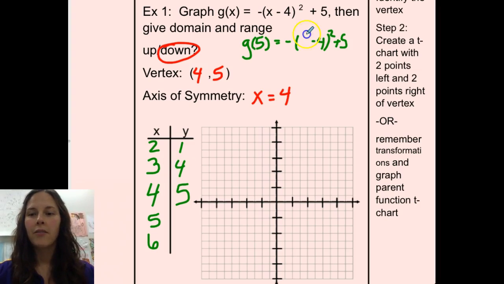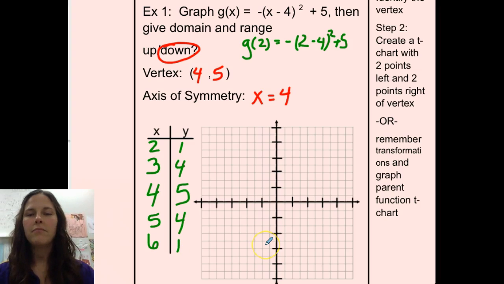If I sub 5 in, 5 minus 4 is 1, squared is 1, times -1 is -1, plus 5 is 4. And finally, if I sub 6 in, I would get 6 minus 4 is 2, squared is 4, times the negative is -4, plus 5 is 1. Notice when you look at the t-chart that the values on either side of the vertex are the same. This is what creates the symmetry in the parabola. So if your t-chart doesn't look symmetric, your graph won't look symmetric, so go back and find your error.